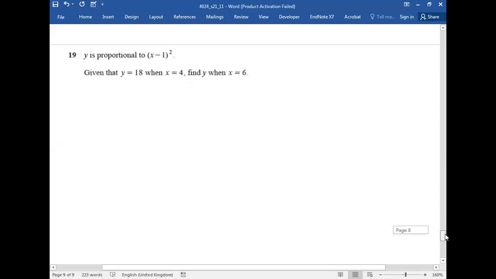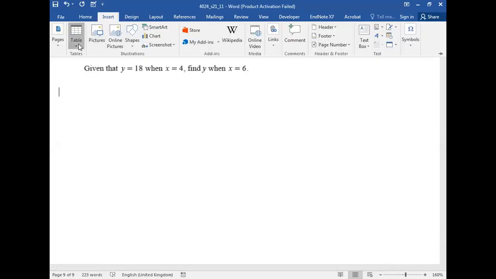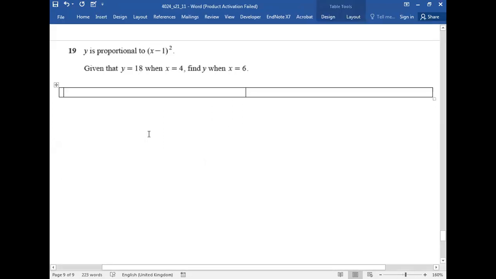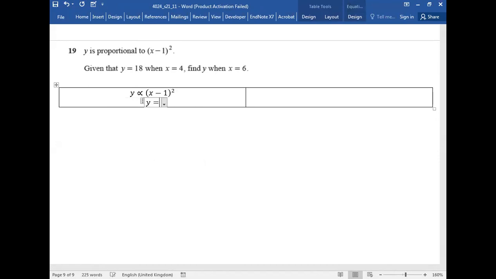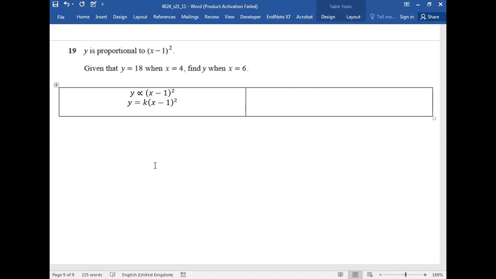y is proportional to x minus 1 square. Now there are two ways to do this. Given that y is 18 when x is 4, find y when x is 6. First, the method that I do not like too much, but students are very much fond of it. I'll go with that method first. When I say y is proportional to x minus 1 square, when we remove the proportionality sign, we put in a constant times x minus 1 का square. सही है?